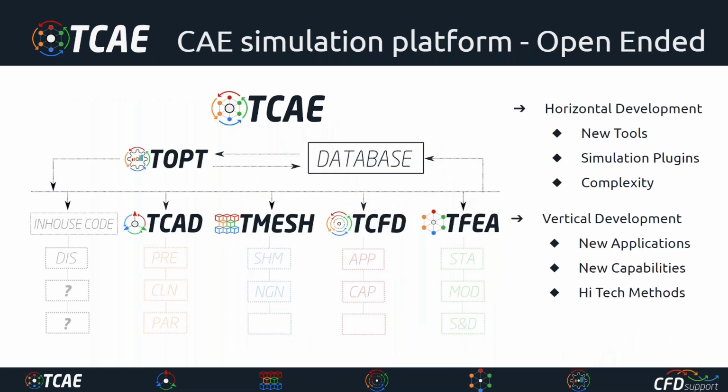TCAE will keep its modularity forever. It's been decided at the beginning. Regarding this, we have now two ways of thinking. It's the horizontal way of thinking. So in the horizontal direction, we keep in mind adding new tools, new software modules, and the complexity. And there is a vertical way of thinking, a vertical development, which is adding new applications, new capabilities, and new high-tech methods for existing modules. So it's our two ways of thinking of development.